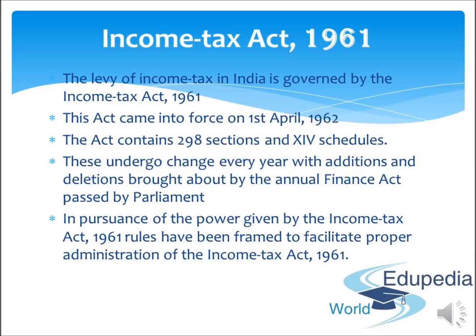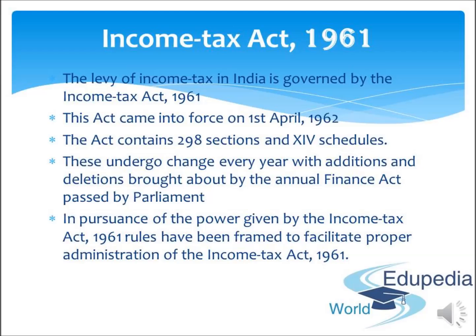The act contains 298 sections and 14 schedules. So it's a very wide and very big act containing lots and lots of provisions for the taxation of income in our country. It does not leave any scope for any income, like each and every type of income is covered under this act, and it has made almost every income taxable.